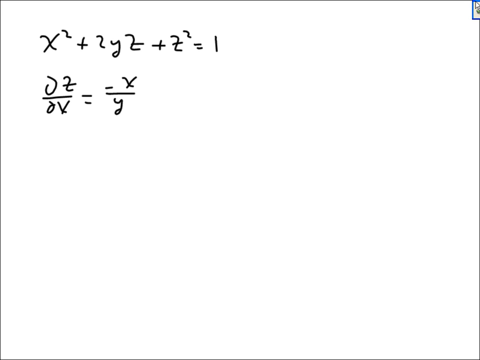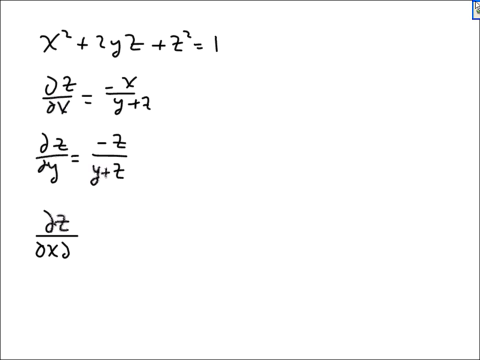In fact, let's find the double partials. So here was the equation, not that it matters: x squared plus 2yz plus z squared equals 1. And we concluded that the partial z with respect to x was negative x over y plus z. If I remember correctly, with respect to y, we got negative z over y plus z. So now I want to find some other partials. I want to find partial z over partial x, partial y.